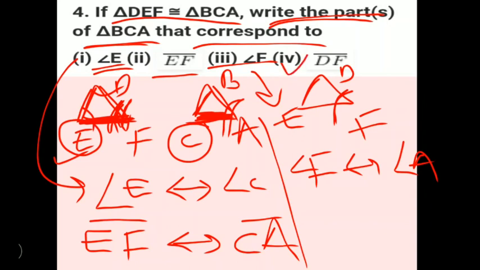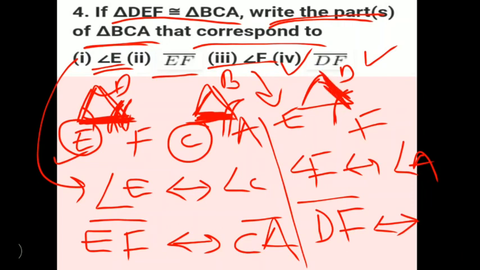So moving on to the last part. Here we have side DF. What is the corresponding part of the side DF? Can you tell me what is the corresponding side of DF? DF is mentioned over here. Just see, DF is here. Now what is the corresponding of DF? It is BA, right? So you can write BA is the corresponding side.